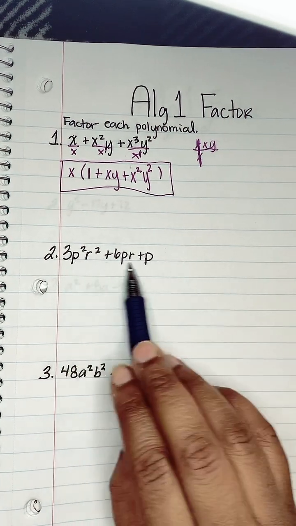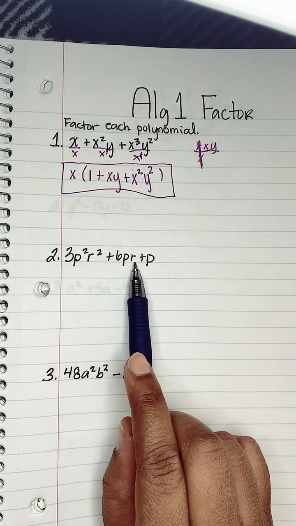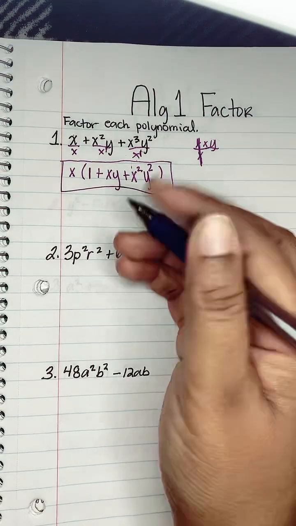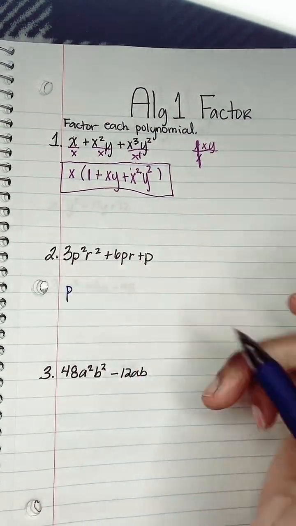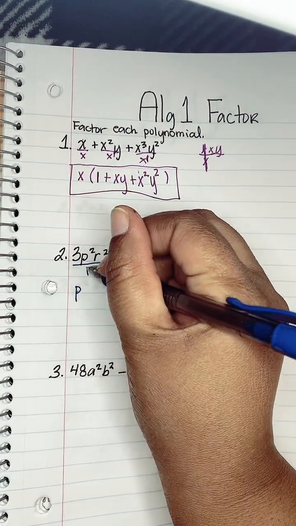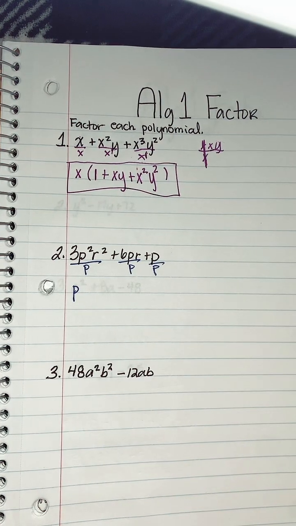Okay, so let's look at this one. I look at each term and see what they all have in common. Well, they all have a P. There's a P here, and a P here. Now I could divide this by P, divide this by P, and divide this by P.